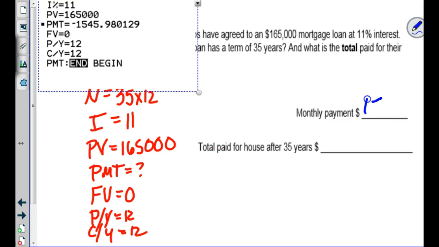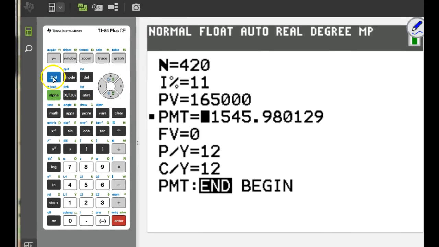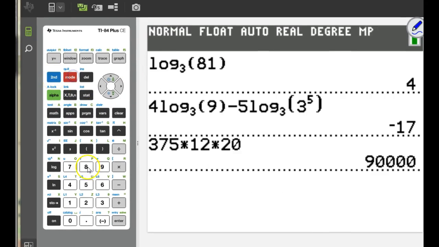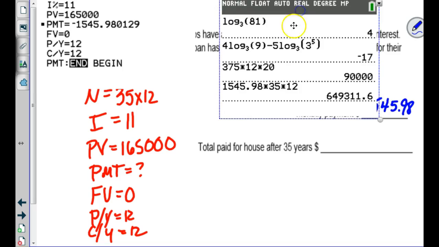All right, so the monthly payment is $1,545.98. So how are we going to figure out what they paid for their whole house after 35 years? Okay, someone remind me of that number because I'm not going to remember it. 1545.98? Okay, times 35 years of monthly payments. They paid $649,000 for their house when it was all said and done. Those poor little Strumps.